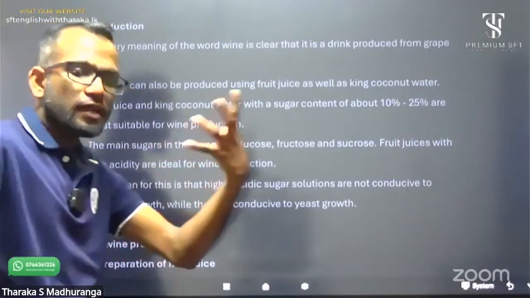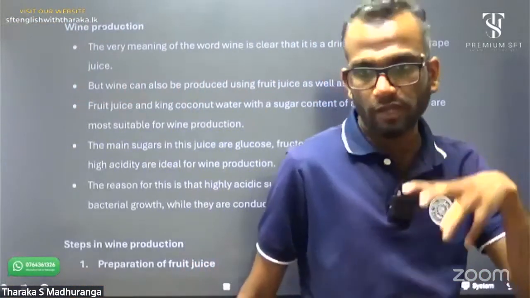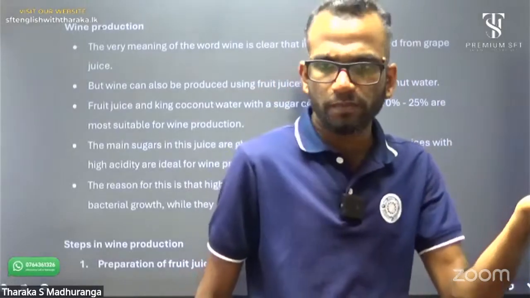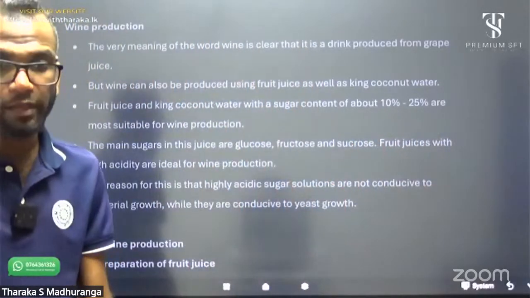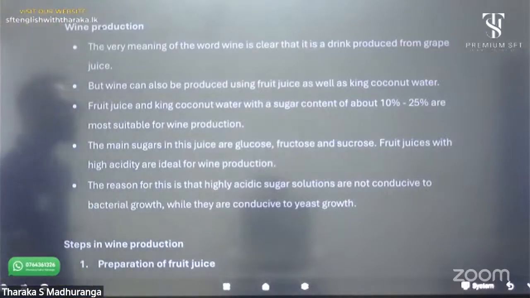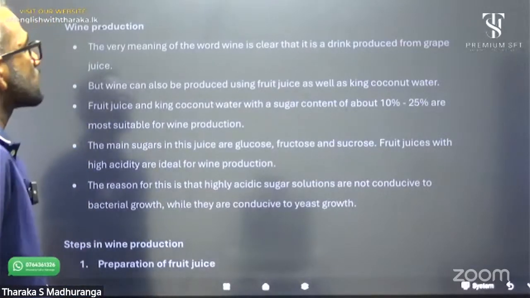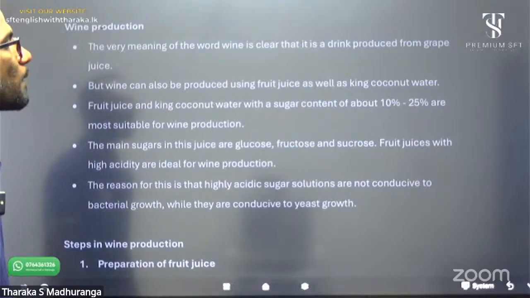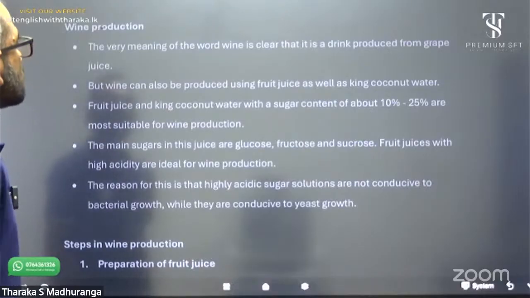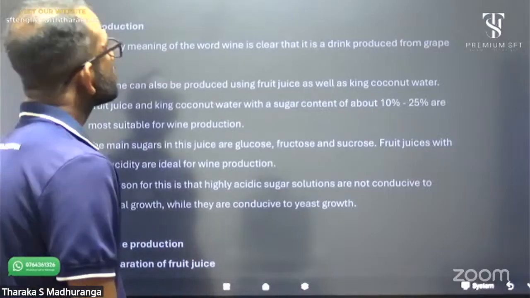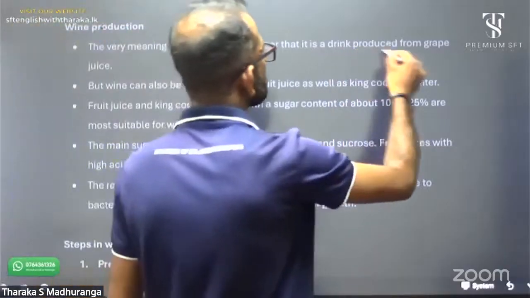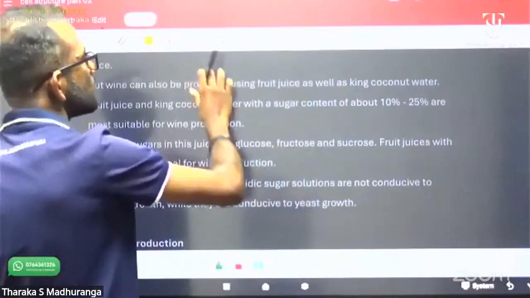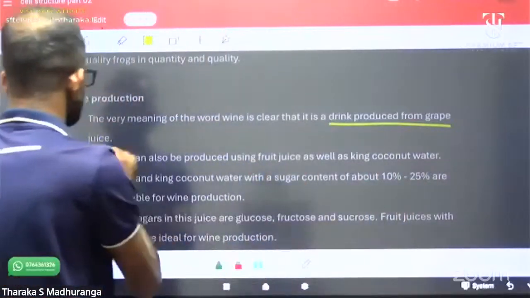If you want this characteristic taste, we have to use grapes. Other fruits can also be used, but for the characteristic taste we have to use grapes. The meaning of the word wine is clear: it's a drink produced from grapefruit. Wine means a drink made from grapes.